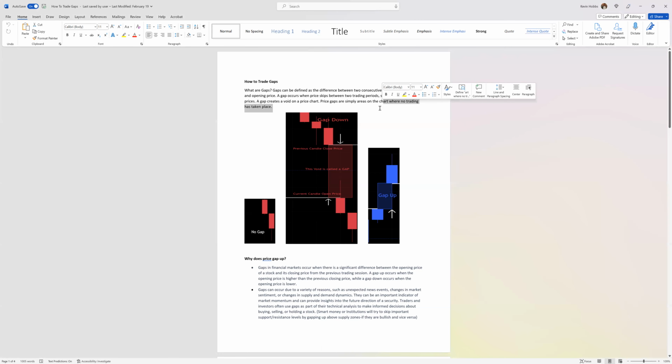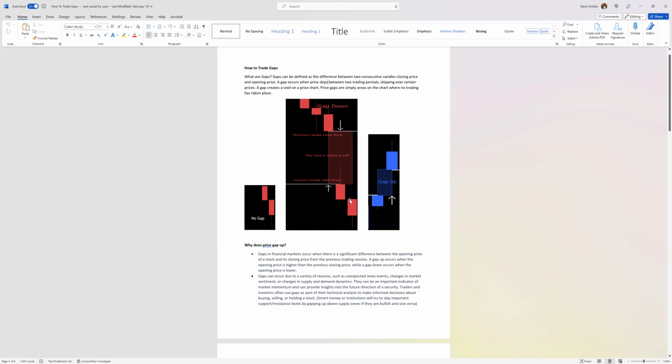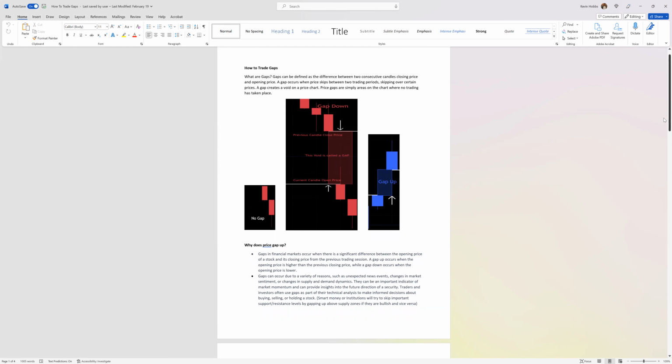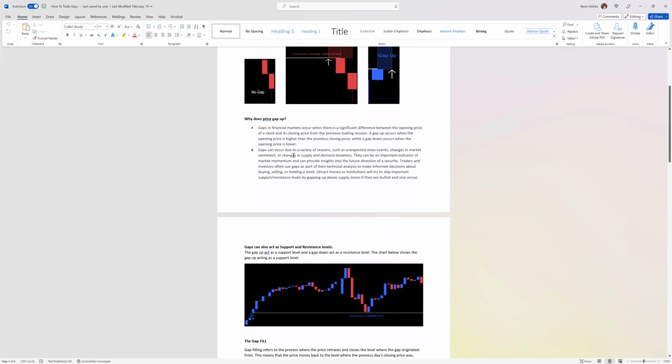Obviously, when the price ends in one place and gaps down to another, or gaps up. I just have some examples of that here. Now, why does price gap? Gaps in financial markets occur when there's a significant difference between the opening price of a stock and the closing price from the previous trading session. That's all things that you guys already know.